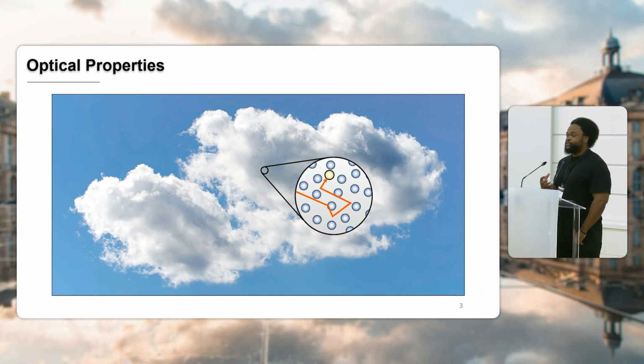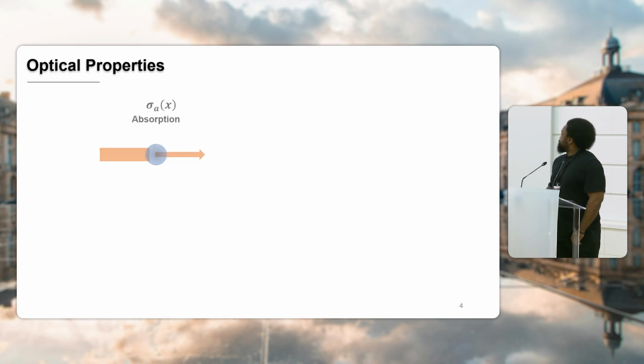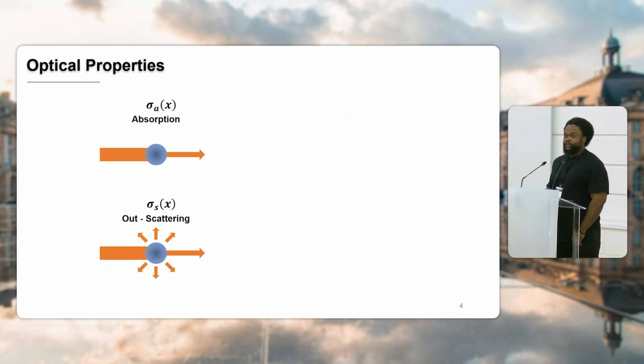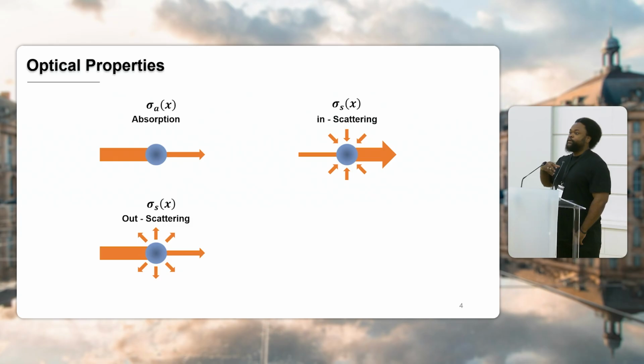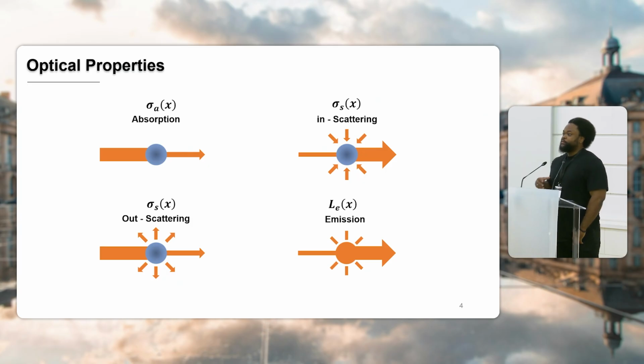Now, how these interactions happen, or the rate at which these interactions occur, is determined by what are known as the optical properties of the medium. The first of which is the absorption, giving us the ability of the medium to absorb light. The scattering, which is subdivided in outscattering and inscattering, being the ability of the medium to either redirect light in other directions or aggregate light coming from other directions. The emission being the ability of the medium to generate its own light.